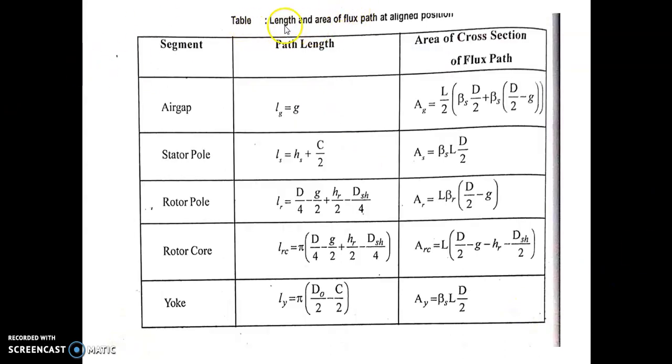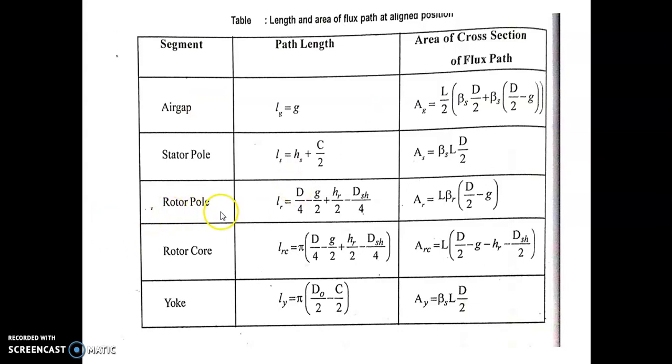Now look into the table which represents the length and area of flux path at the aligned position. Now we have represented the various segments and the path length and the area of cross section of the flux paths. For the segment air gap, the path length is L suffix G, which is equivalent to G. Whereas the area of cross section of the flux path A suffix G is L by 2 into (beta S into capital D by 2 plus beta S into D by 2 minus G), the whole bracket. Next, for the stator pole segment, the path length is L suffix S, which is equivalent to H_s plus C by 2. Whereas the area of cross section A suffix S will be equivalent to beta S into L into D by 2.